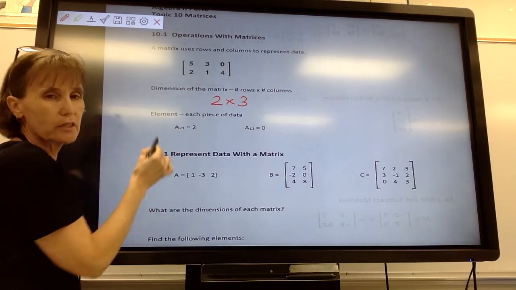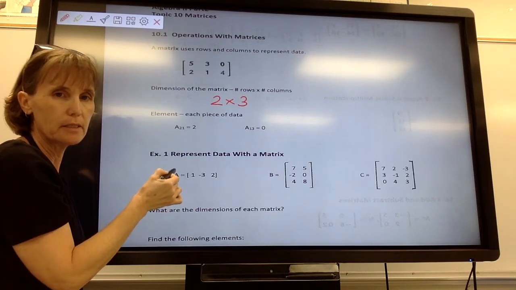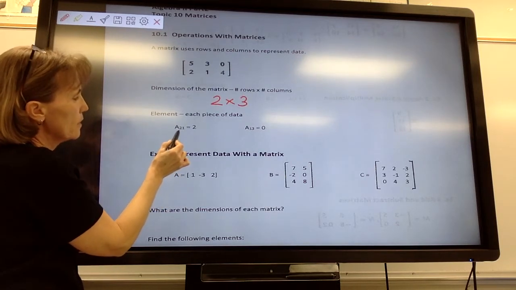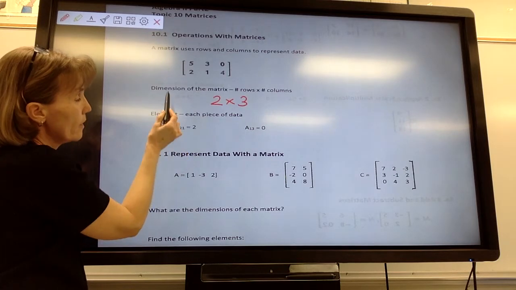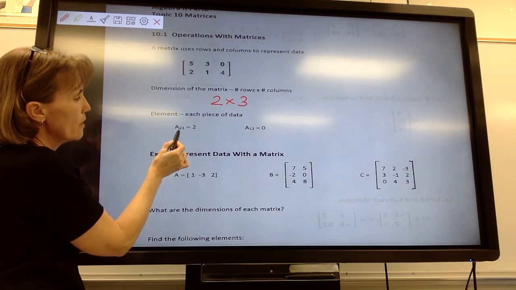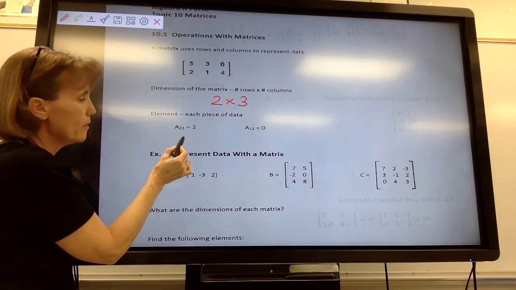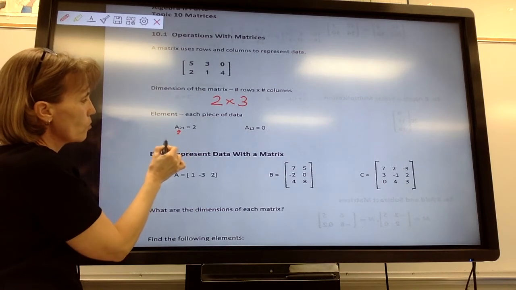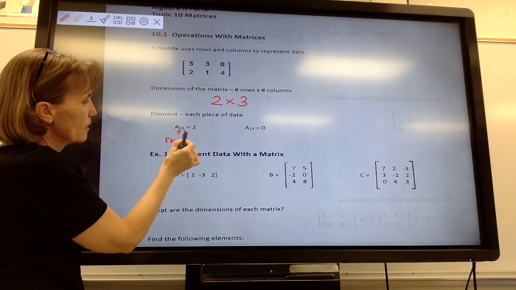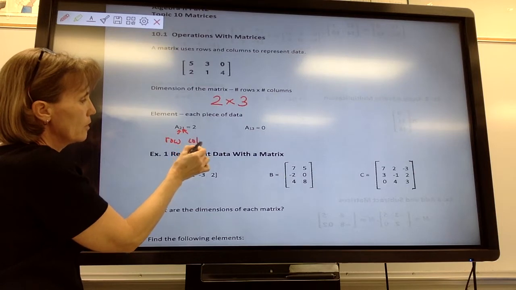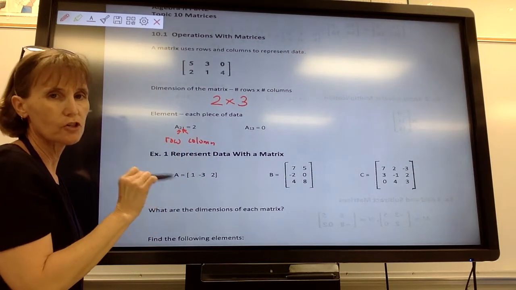Each one of these numbers inside the matrix is called an element, and we might designate this. So we're talking about matrix A, maybe the elements of matrix A. You see that little subscript of 2, 1? That first number is telling you what row to look at, and the second number is telling you what column to look at. It's always rows first and then column.